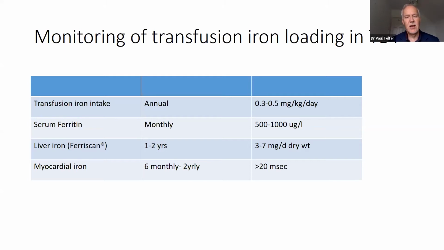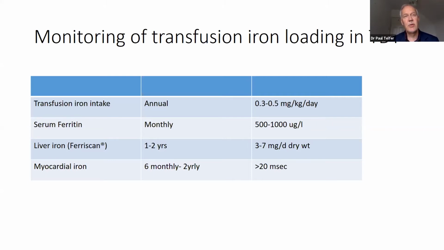And I think it's reasonable to aim for a level between 500 and 1,000 as an ideal for suitable measurement of iron overload. The liver iron should be done every 1 to 2 years. In a patient who's very well chelated with a low ferritin, it may not be necessary even as frequently as that. And the target level is 3 to 7 milligrams per gram dry weight.